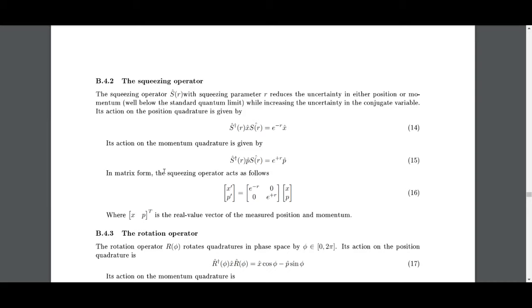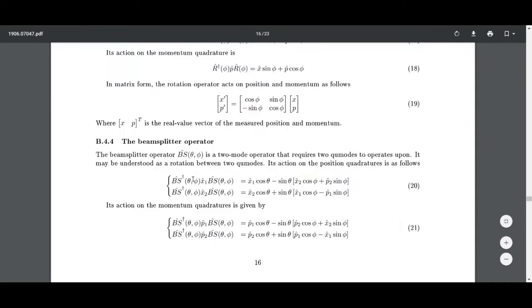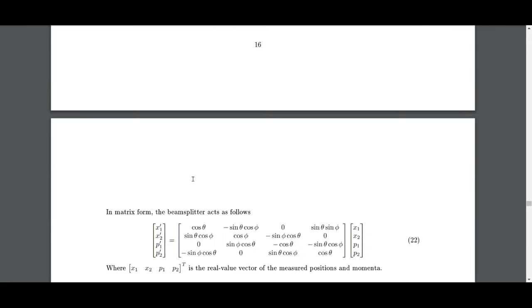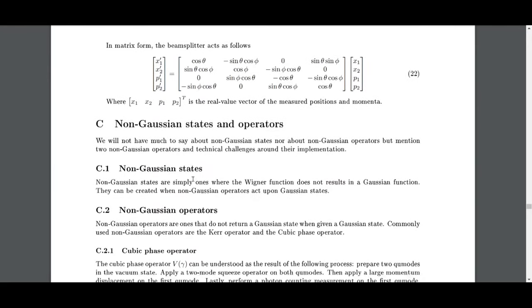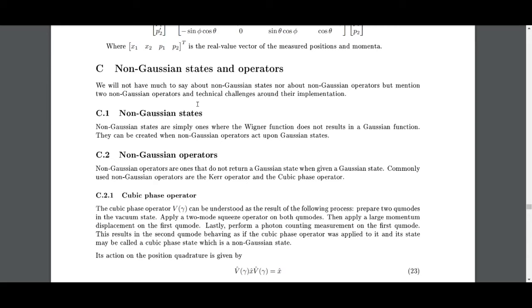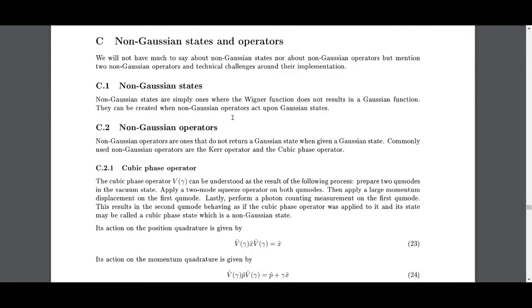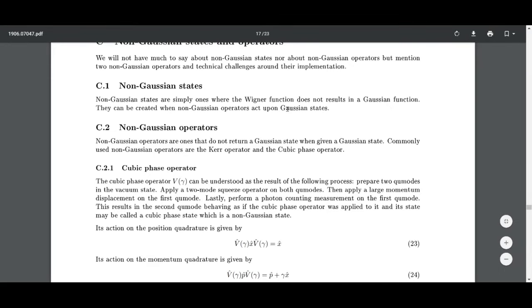Okay. The squeezing operator, the beam splitter operator, non-Gaussian states and operators. We will not have much to say about non-Gaussian states nor about non-Gaussian operators, but mention two non-Gaussian operators and technical challenges around their implementation. Non-Gaussian states are simply ones where the Wigner function does not result in a Gaussian function. They can be created when non-Gaussian operators act upon Gaussian states. Gaussian. I hope I'm pronouncing them correctly. The ones that do not return.